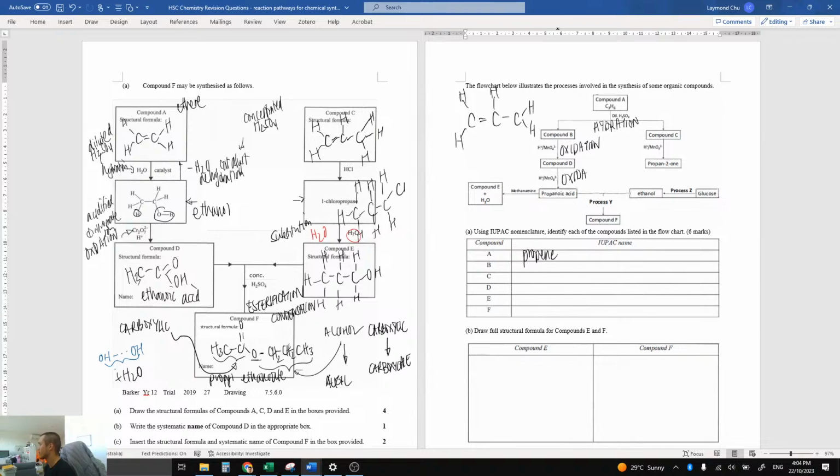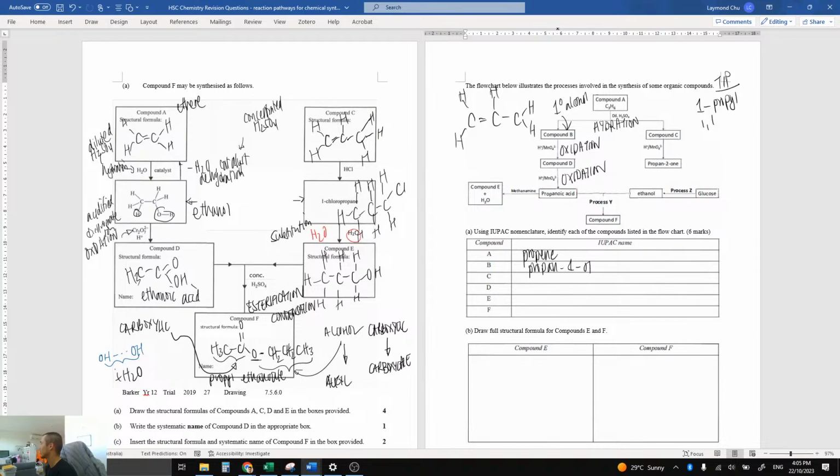Oxidizes to give you propanoic acid. So this most likely is our primary alcohol. So B is a primary alcohol, so propan-1-ol. Between numbers and letters, we use a dash. If we're using numbers and numbers, we use a comma, okay?